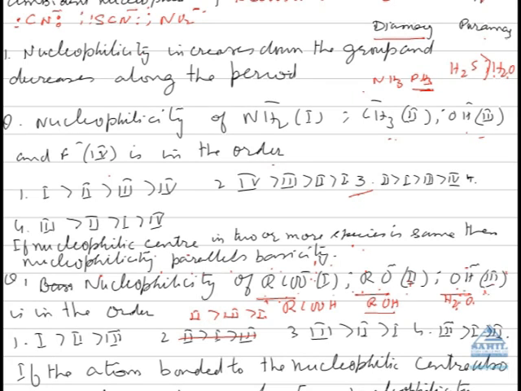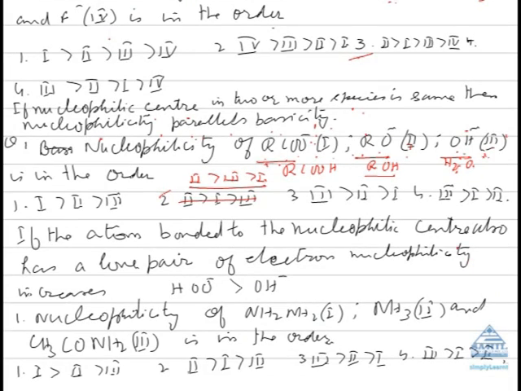So second will be strongest. Then comes OH minus, then comes first. Hence the answer will be second is greater than third is greater than first. If the atom bonding to the nucleophilic center also has a lone pair of electrons, nucleophilicity increases. So HOO minus will be a stronger nucleophile as compared to OH minus.